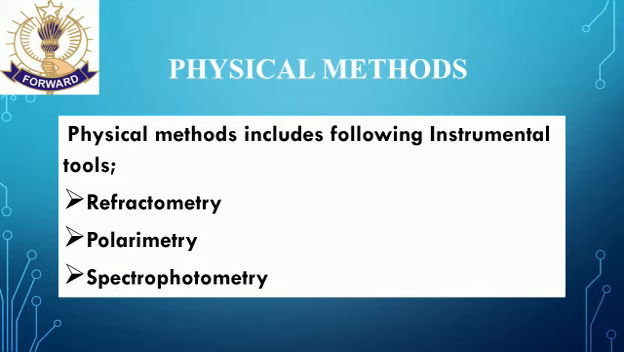And the third one is spectrophotometer. With the help of light, we can get a spectrum, an arrangement of the light, and from that arrangement, we get the information about the establishment of chemical equilibrium.